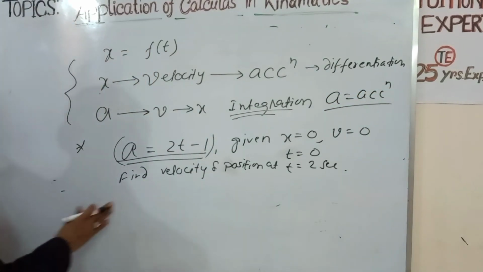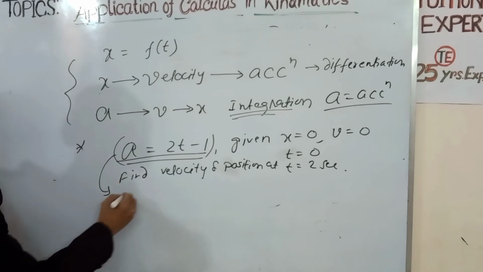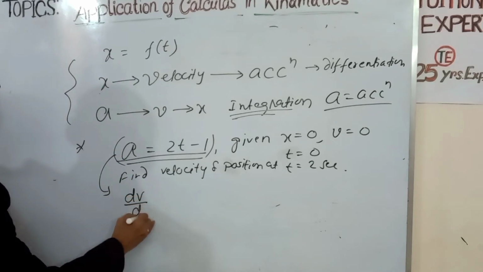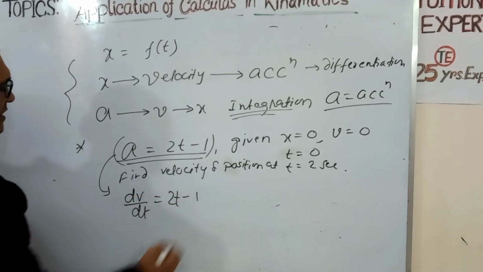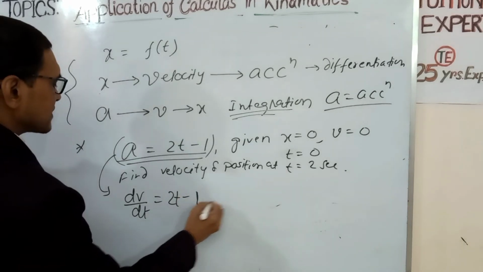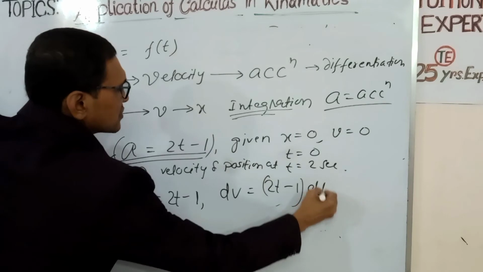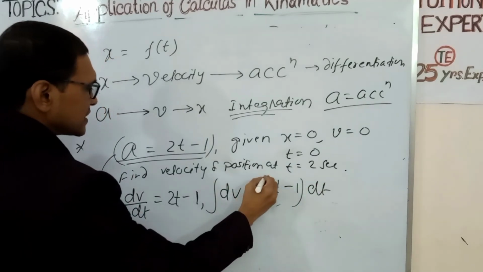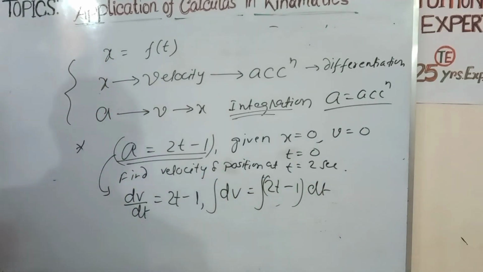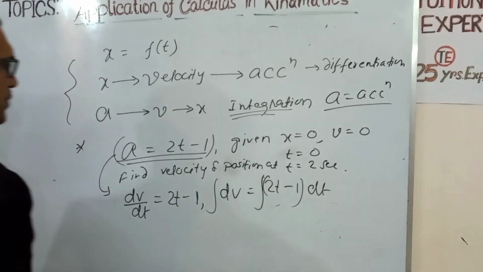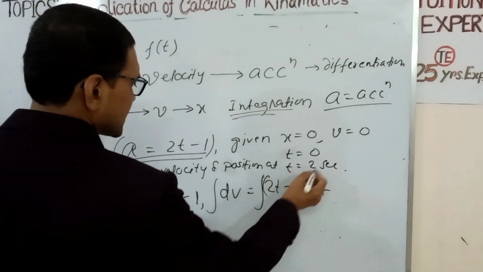So what can we do? a equal to dv by dt, first we write. Next, dv equal to this, we can write this way. Now integrate this. Now we have to use velocity and position at t equal to 2 seconds.